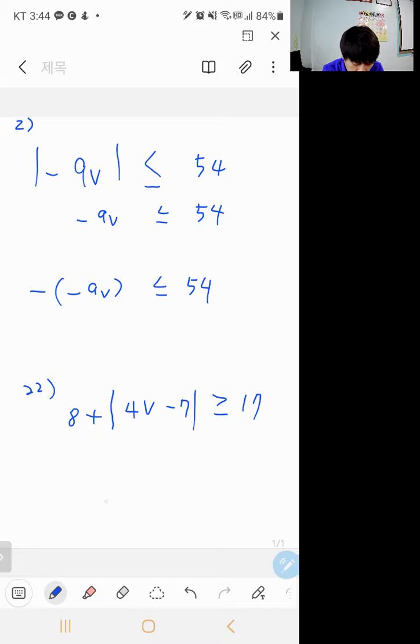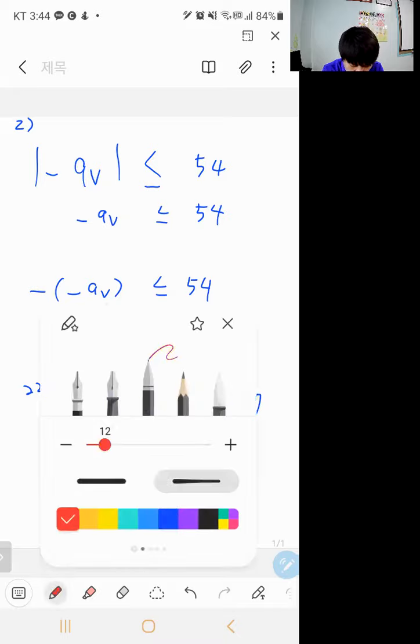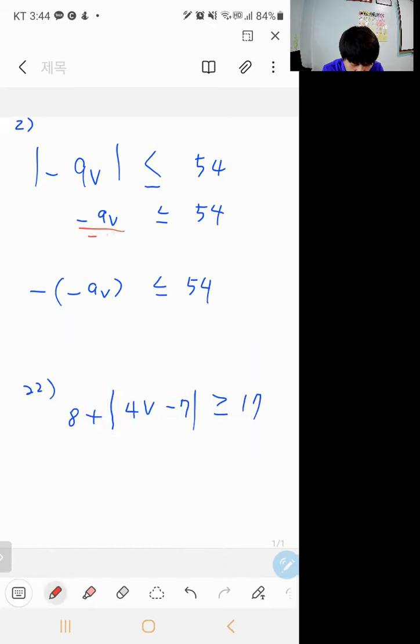So we're going to divide both sides by -9 and -9. And we would get v on the left side and minus 6 on the right side. The sign changes to the other side. And that would be your first part of the answer.